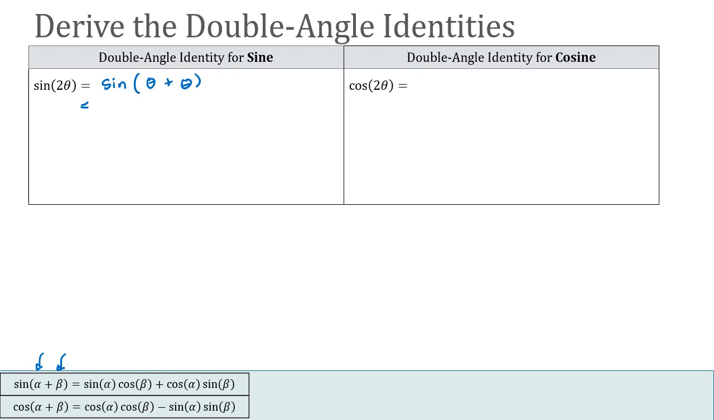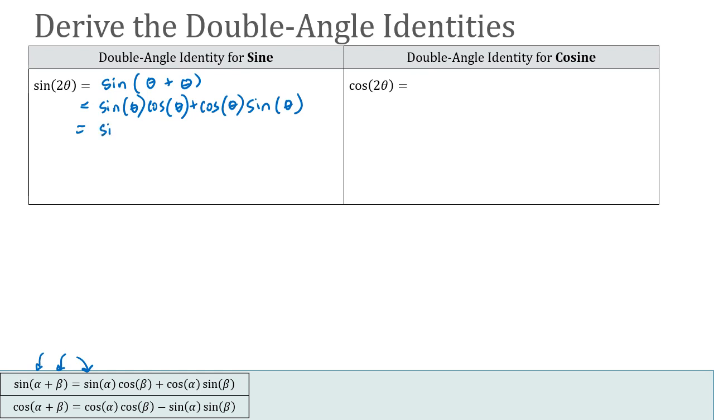So I'm going to say that this is equal to the sine of the first angle times the cosine of the second angle plus the cosine of the first angle times the sine of the second angle. I'm just following this sum identity for sine to come up with those. So what is the sine of theta times the cosine of theta? They're not like terms, so they just have to stay that way. What is the cosine of theta times the sine of theta? Not like terms, they have to stay that way.